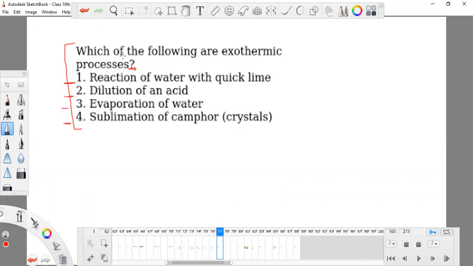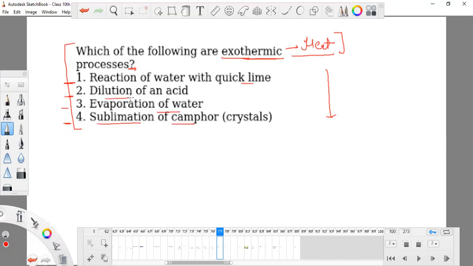First, the question is: which of the following are exothermic processes? Now, what is exothermic? Any process which creates or produces heat is known as an exothermic process. So, the first reaction is the reaction of water with quicklime. First of all, before marking any option right or wrong, please read all the options provided. Now, dilution of acid, evaporation of water, and sublimation of camphor.